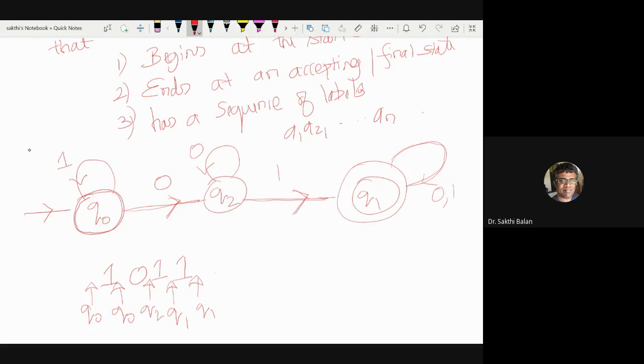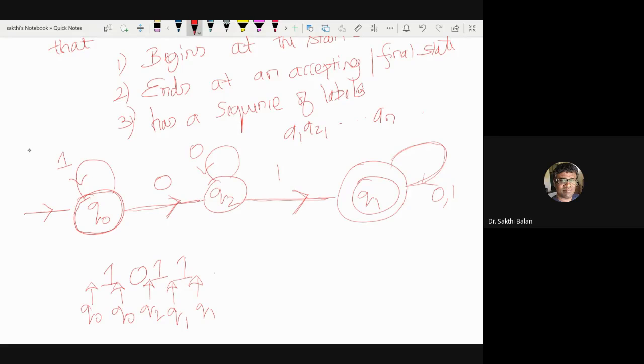It is starting with Q0, it is reading a 1, it is going to Q0 according to the transition diagram. And then from Q0, it is reading a 0, it is going to Q2, and from Q2, it is reading a 1 and it is going to Q1. And from Q1, it is seeing a 1 and it is remaining in Q1.